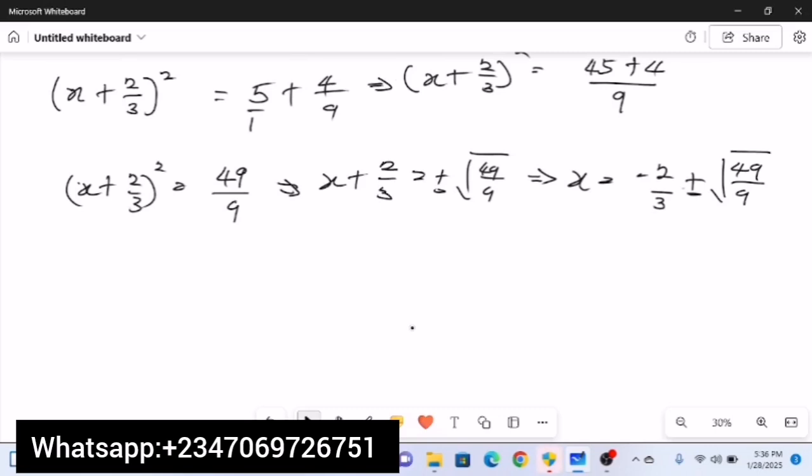Now we can also rewrite that equation to be x equals negative 2/3 plus or minus of 45 all over square root of 9. Okay, so this simply implies that x is equal to negative 2/3 plus minus, so we find the square root of 45.